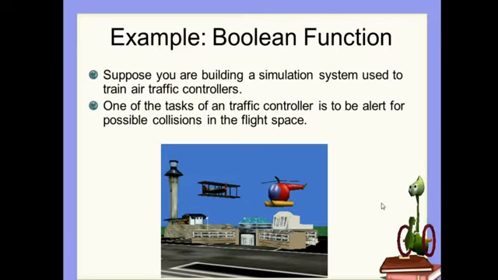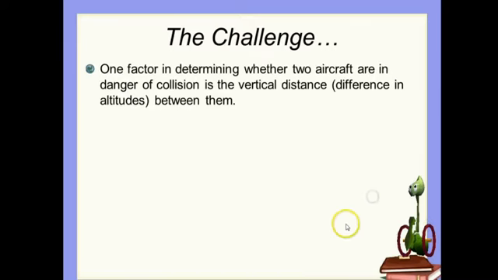So here's a Boolean function. Let's suppose that you want to build a game that's going to help train air traffic controllers. The air traffic controllers need to be watching out, we hope, for possible collisions in the space. In this case, we have a biplane, you've seen that before, and a cute little helicopter, and we want to make sure they don't crash. So here's your challenge. The factor that you're going to consider is the vertical distance between them, right? The difference in heights. If the difference in heights is 0, that's a problem. They're going to crash.